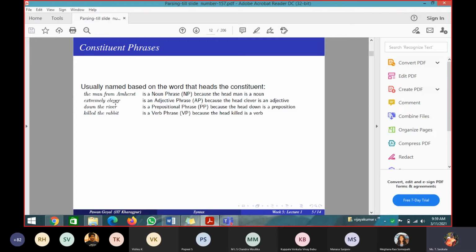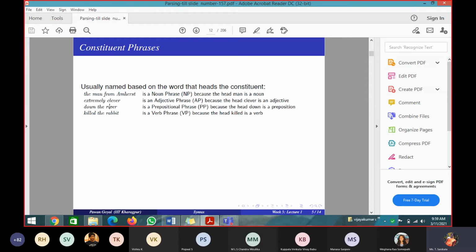Similarly, "extremely clever." What is this phrase? The head word is clever. How clever is he? Extremely clever. Here the head word is clever. How are they defining that word? Adjective. So it's an adjective phrase.